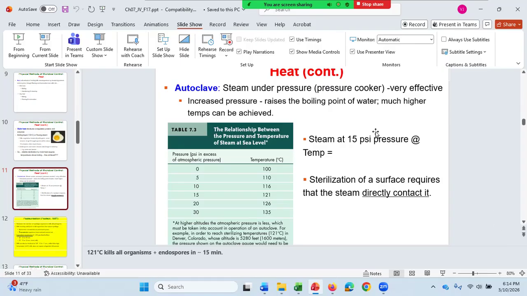Anyways, steam under pressure, like a pressure cooker, is very effective at killing microbes. Increased pressure raises the boiling point of water much higher than temperatures that can be achieved normally. Like the highest you can get water is 100 degrees Celsius, at least at standard atmosphere pressure.